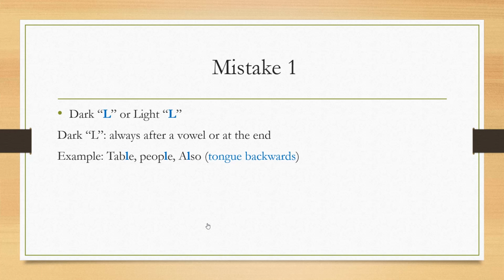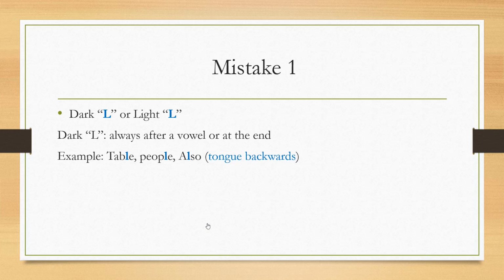table, people, also. So we bring back the tongue. The tongue shouldn't go forward, it should come backward. Table, people, also. But we don't say it the other way. No, this is a wrong pronunciation.